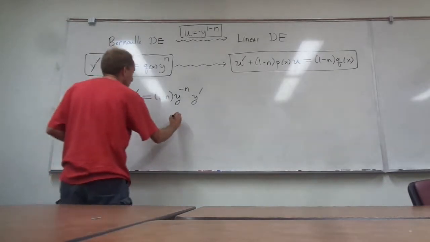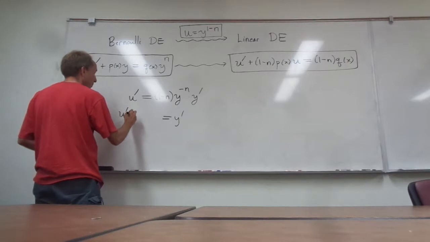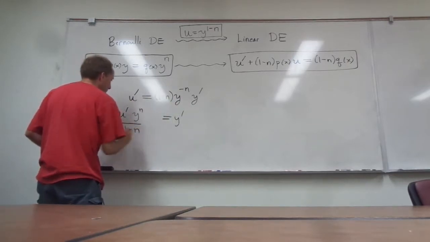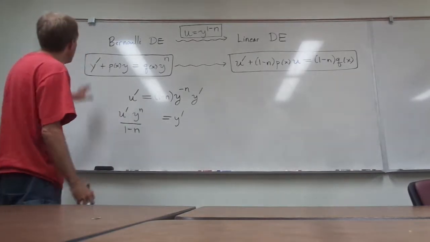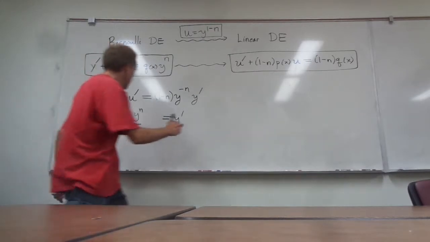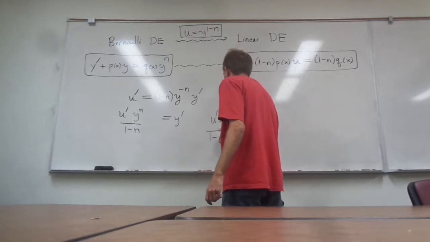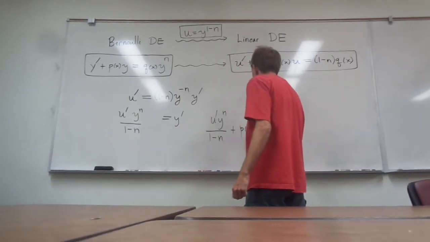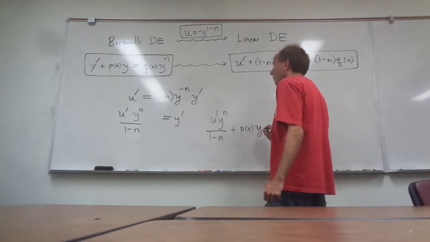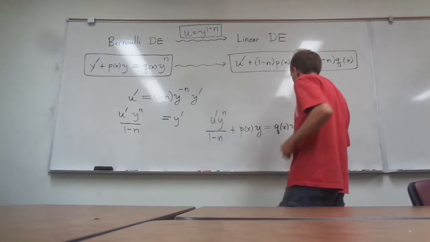If I want, I can solve that for y prime. Y prime becomes, well, on the left I have u prime. Y to the negative n, I'm going to write that as y to the n, and then I'm going to divide by 1 minus n. Okay? So let's take this Bernoulli equation, and where I see the y prime, I'm going to put in this new expression, which is u prime y to the n all over 1 minus n, and then plus p of x times y, all right, and then equals q of x times y to the n.